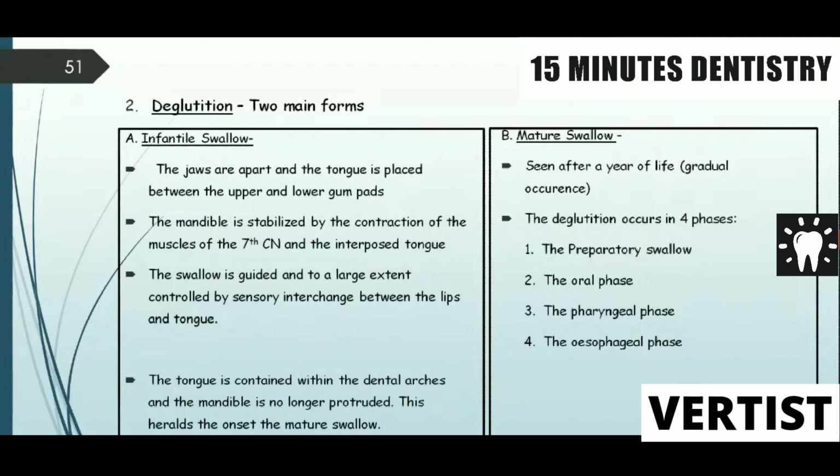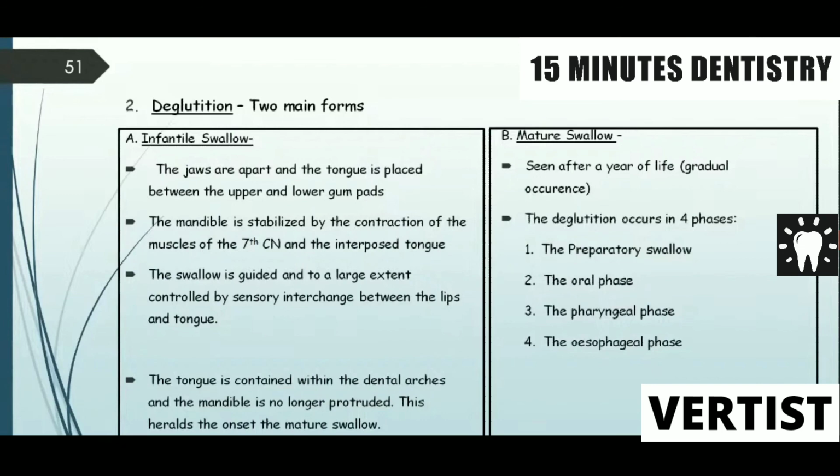And the tongue is contained within the dental arches, and the mandible is no longer protruded. This heralds the onset of the mature swallow. This is unlike what you have in case of mature swallow. In case of a child, an infant, when the teeth are not present, this is the phenomenon. And the mature swallow is seen after a year of life, that is a gradual occurrence.